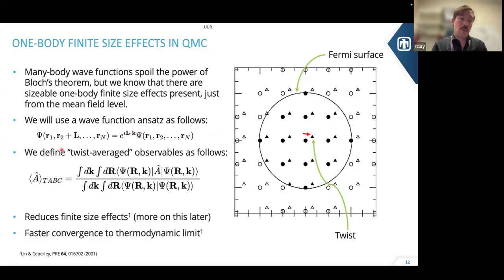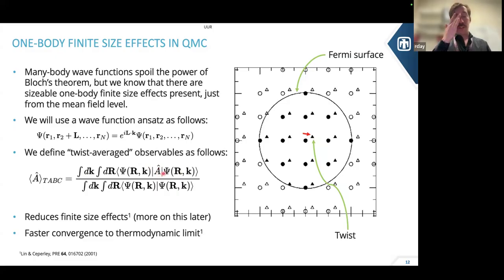And then what we do is we define twist averaged observables like so, where we take a wave function that depends on this twist, we measure our observables over it, and then we just do VMC, DMC, and you can basically show that this becomes a k-point integral average of an expectation value that depends on a twist.